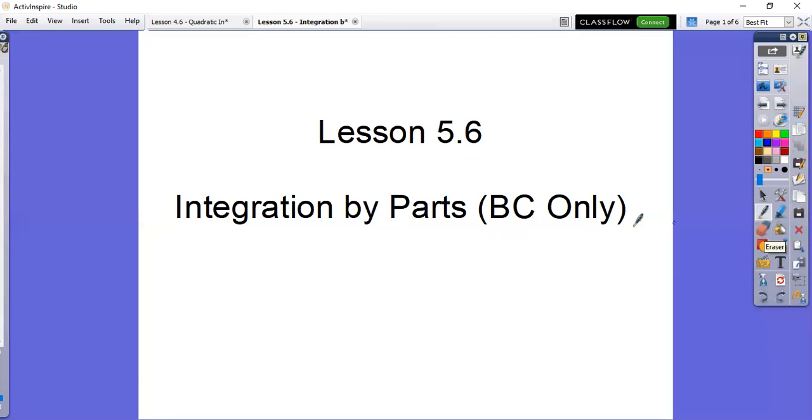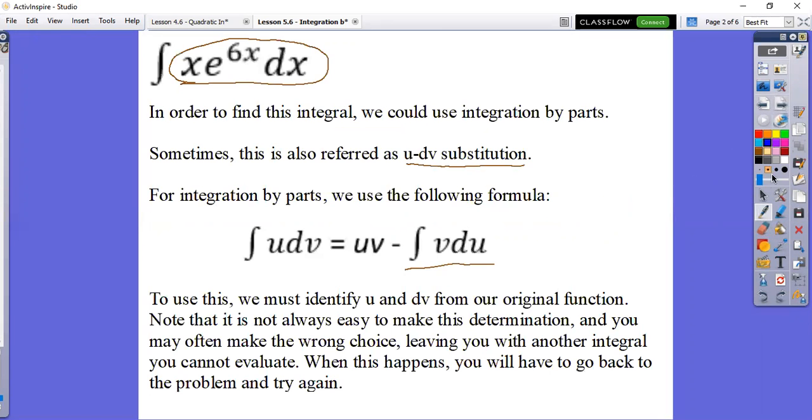This is lesson 5.6 about integration by parts. This is for BC only. The AB class does not need to learn this. You may want to learn it in AB, though, to help you have another method for taking integrals. So let's get cooking, talking about integration by parts.